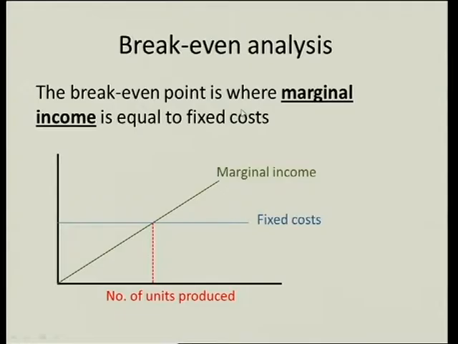Here you have a graph, that's your fixed cost. Can you see it stays the same? There's your marginal income. And at that point, your marginal income equals your fixed cost. And the number of units you produce then allows you to break even. In other words, at that point, you're covering all your fixed costs. After that, you start showing profits. Remember, you're still paying your variable cost. Your variable cost will always vary, you'll always pay that, but you'll stop covering your fixed costs.